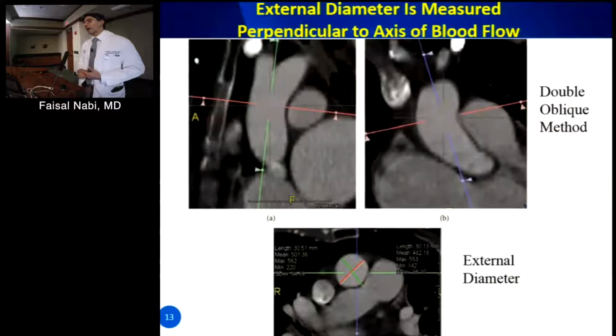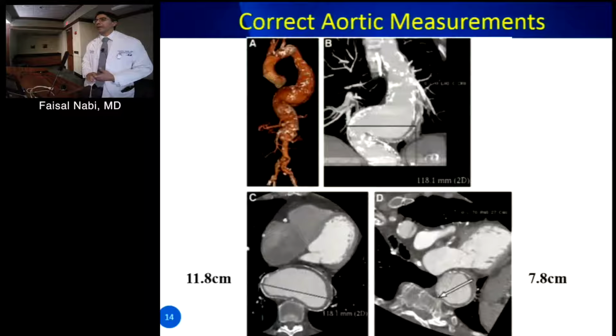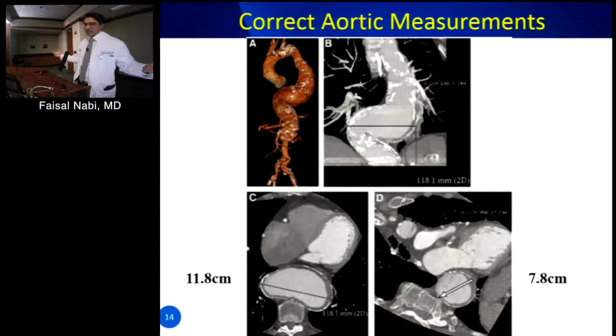This is so important to do it this way, and this is a great example. In a very tortuous aorta with a lot of disease, if you were to simply do an axial measurement, here I can get 11.8 centimeters. But if you were able to really do the double oblique method, where you go perpendicular to flow in two views and create a true short axis of that particular segment, the measurement is significantly smaller. So when you are not making measurements using the double oblique method, you are overestimating.